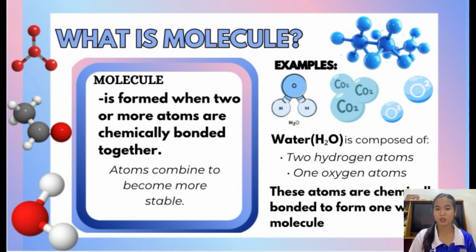Let us take a closer look at water as an example. A water molecule is made up of two hydrogen atoms and one oxygen atom. These atoms are chemically bonded together, forming a single molecule of water. This shows how atoms combine to create the substances that we use every day.